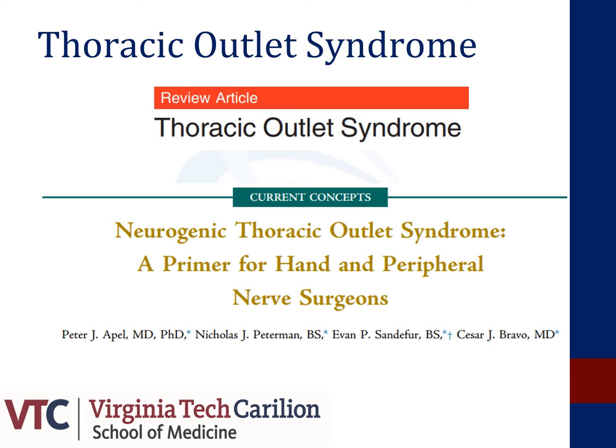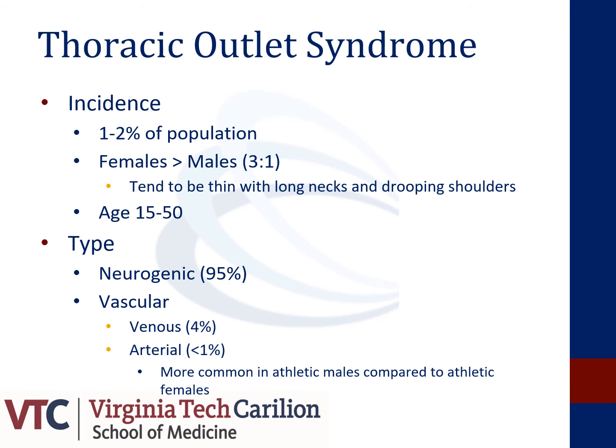brachial plexus. Thoracic outlet syndrome impacts 1 to 2% of the population and is notably more common in females than males. Patients tend to have thin, long necks with drooping shoulders. There are several types of thoracic outlet syndrome, including neurogenic versus vascular, and vascular is broken down into venous and arterial. By far, neurogenic is the most common form of thoracic outlet syndrome.